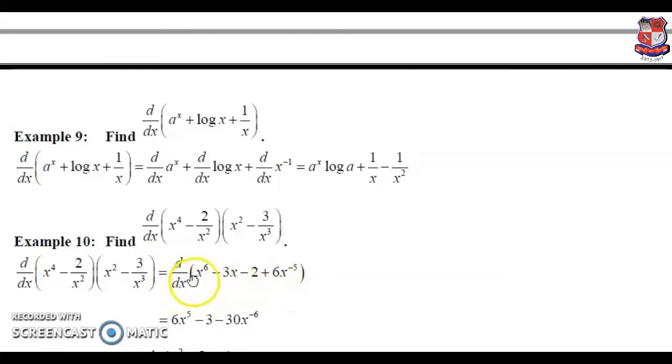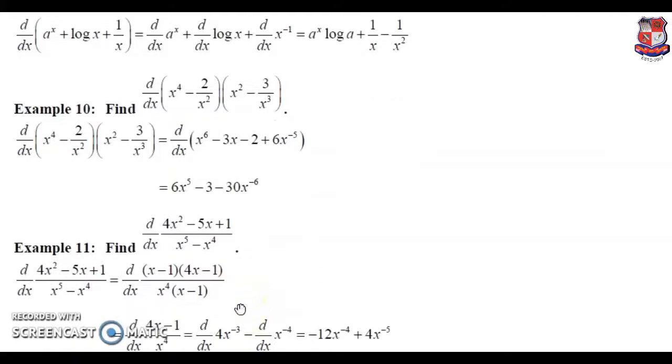Now we apply separate differentiation: d by dx x raised to 6 minus d by dx 3x minus d by dx 2 plus d by dx 6 x raised to minus 5. So x raised to 6 differentiation is 6 x raised to 5. Differentiation of 3x is 3. 2 is a constant term, that is 0. And 6 x raised to minus 5 gives 6 into 5, 30 x raised to minus 6.